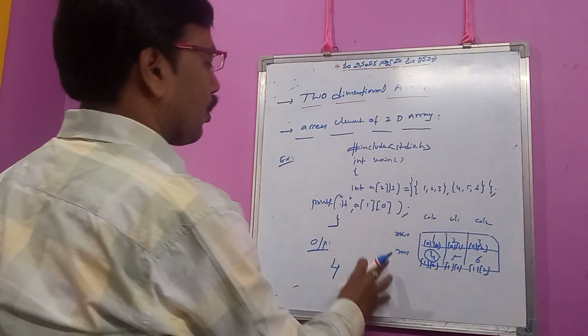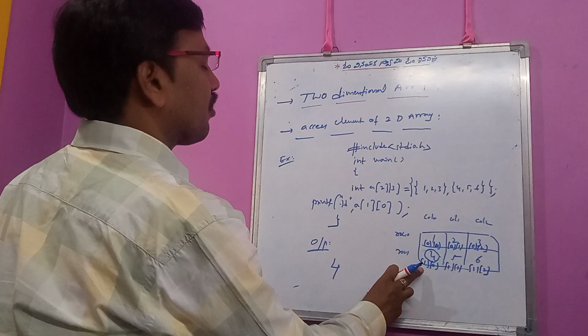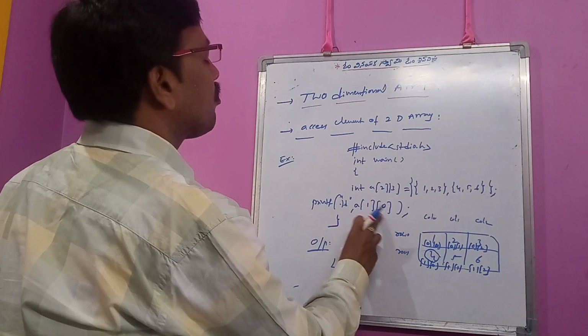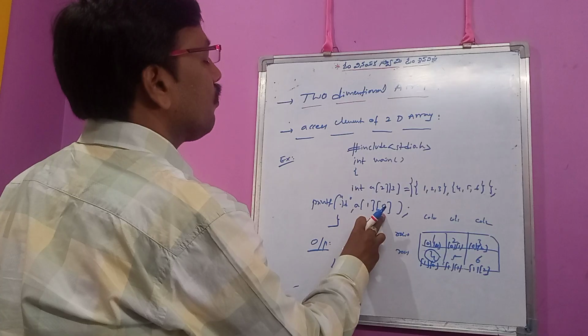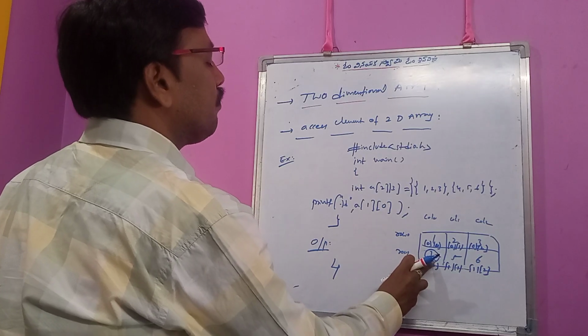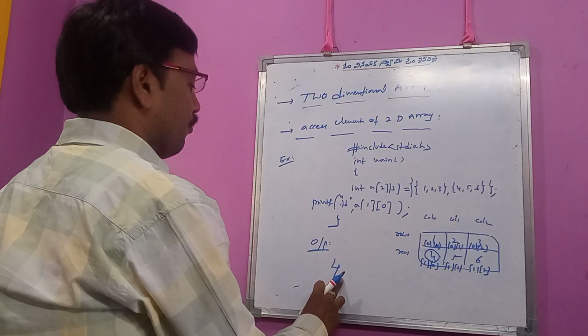In this program we access an element of a two-dimensional array. Here you can see the 1, 0 location: the row is 1, the column is 0. At that position the element is 4, so that's why the answer will be 4.